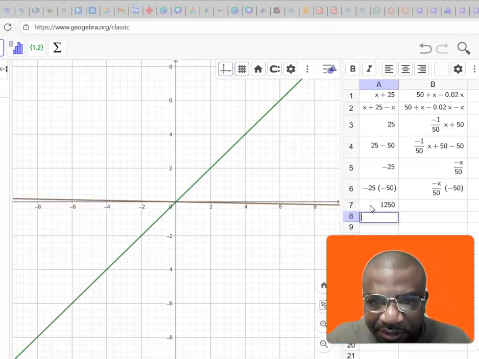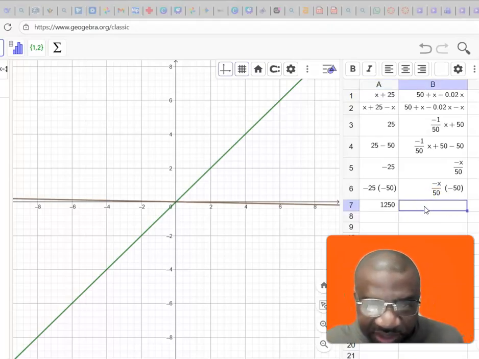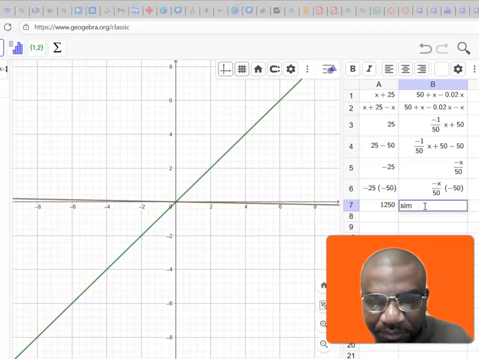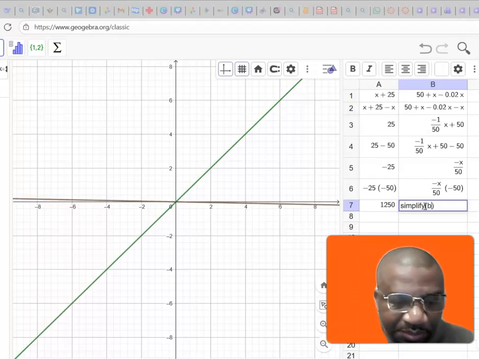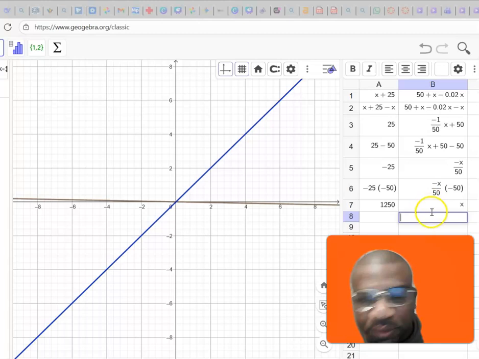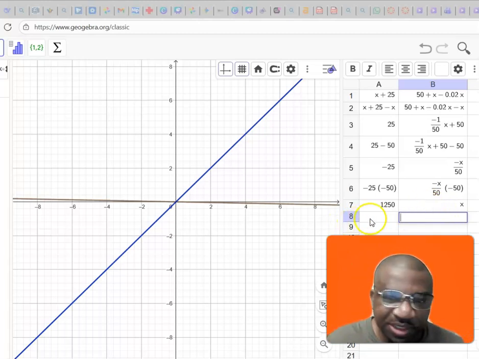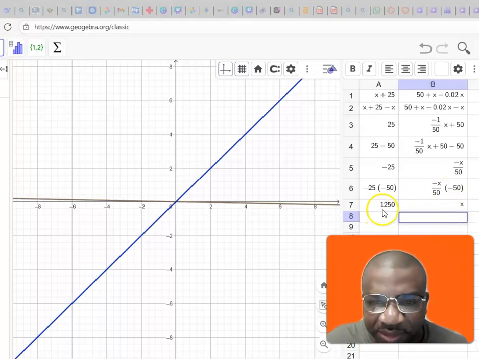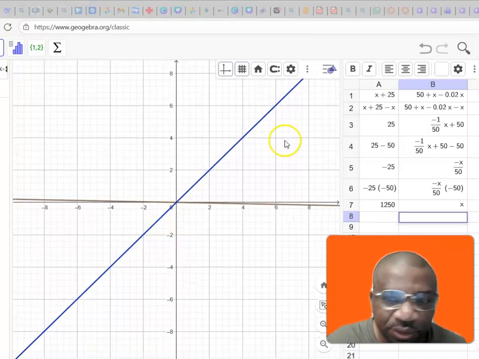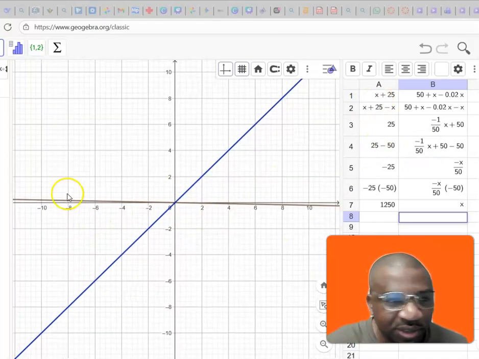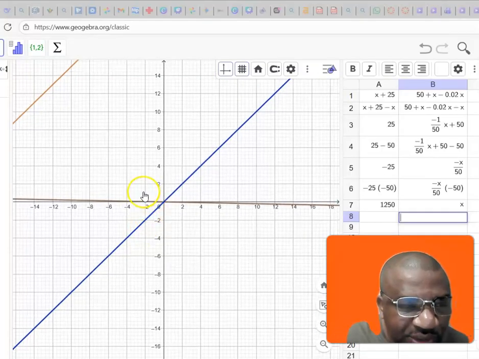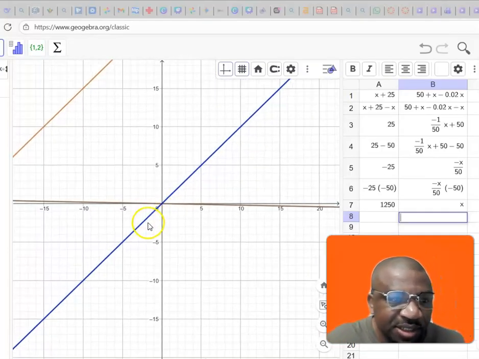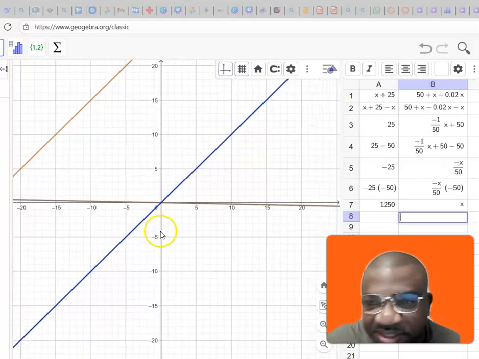A6. Good. So on this right hand side, simplify. Close bracket b6. So we have succeeded in solving this problem, and it shows that x is equals to 1,250. So let's gradually reduce the size of this so that we can be able to see the lines and how they intersect each other.